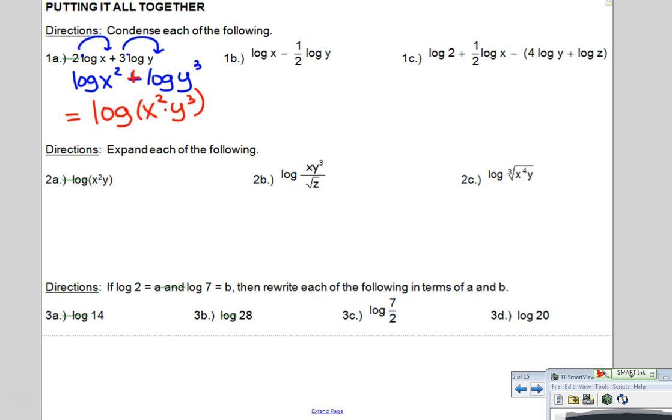Okay, B. Again, anytime when I'm condensing I see a number out front of a log, I want to put that back first as the power. So I'm going to have log x minus log of y to the 1/2 power. Now, we don't normally keep it a 1/2 power when we're condensing. We're going to actually change it back to using a radical, because if there is a fraction in the power, we know that it involves radicals.